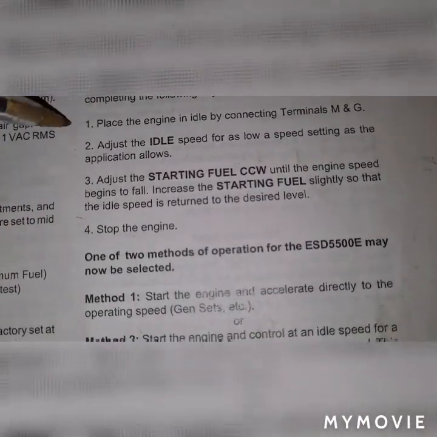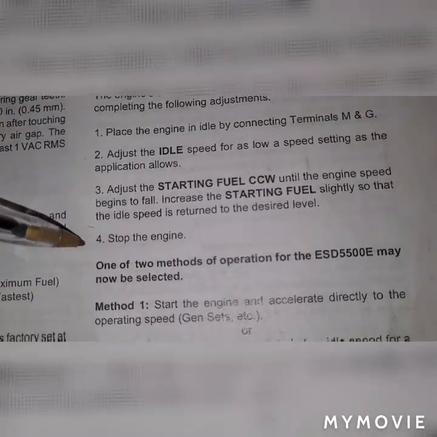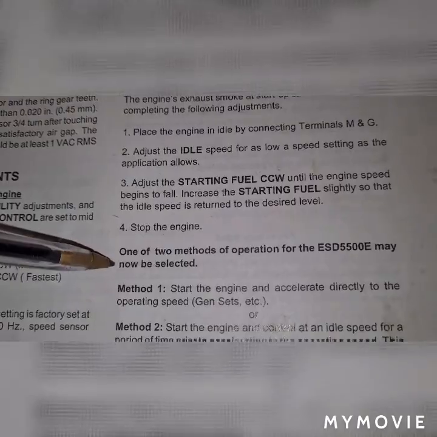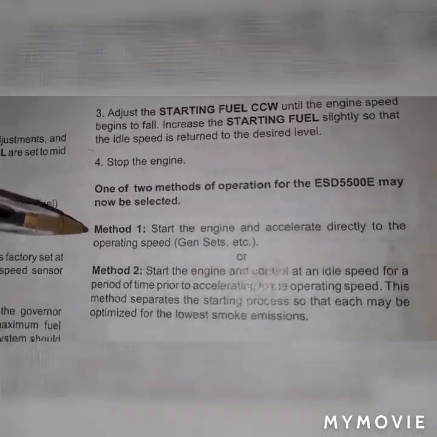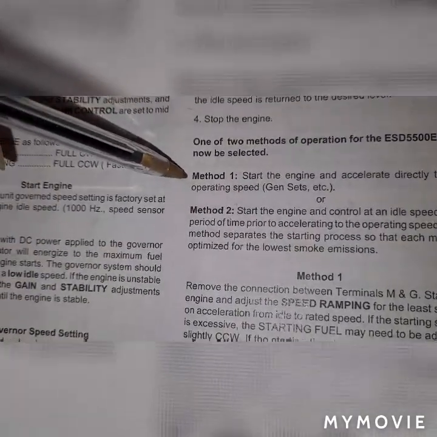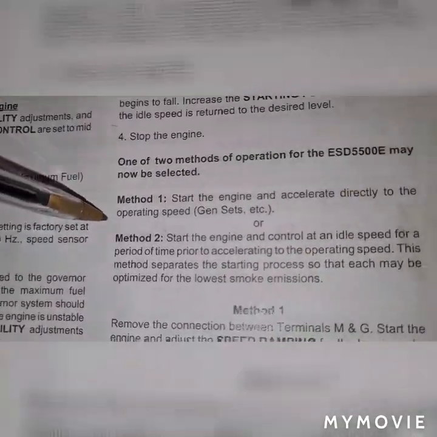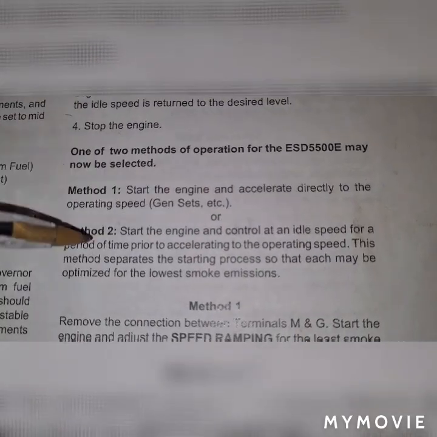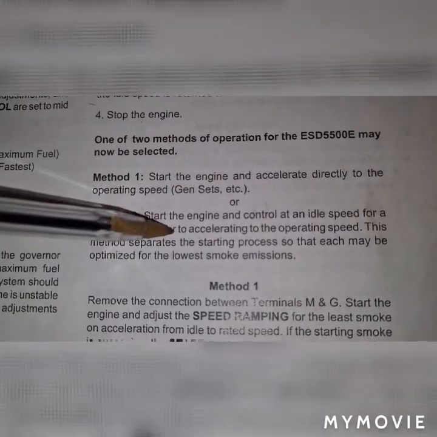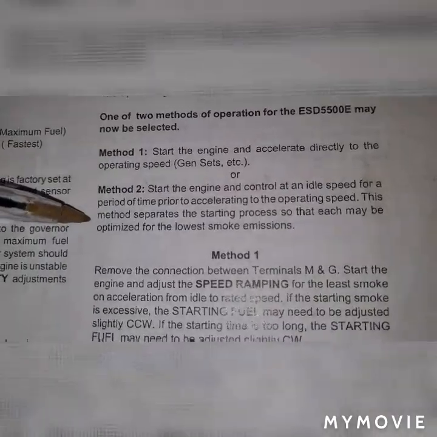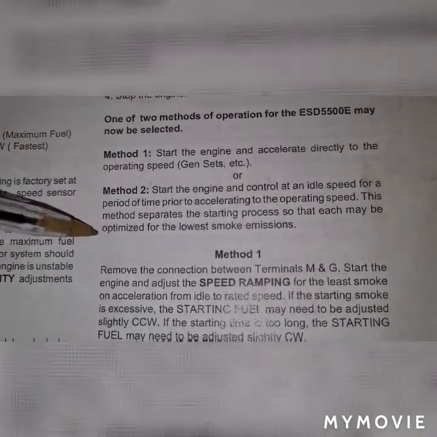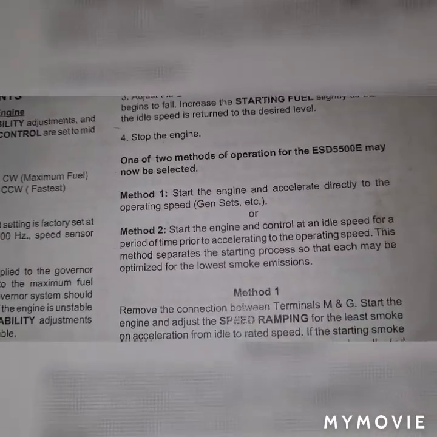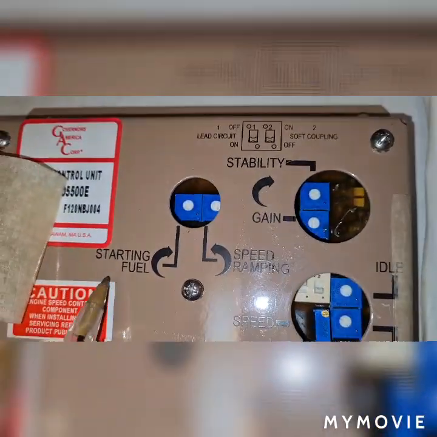So after performing 1, 2, and 3, you will stop the engine. One of the two methods of operation for the SD55E may now be selected. Method 1, start the engine and accelerate directly to the operating speed or generator set. Method 2, start the engine and control at an idle speed for a period of time prior to accelerating to the operating speed. This method separates the starting process so that each may be optimized for the lowest smoke emission. So that is the use of our fuel adjustment, which is stated here as starting fuel.